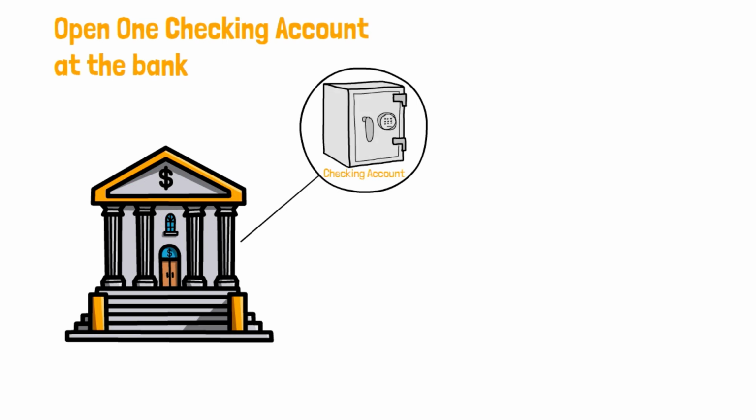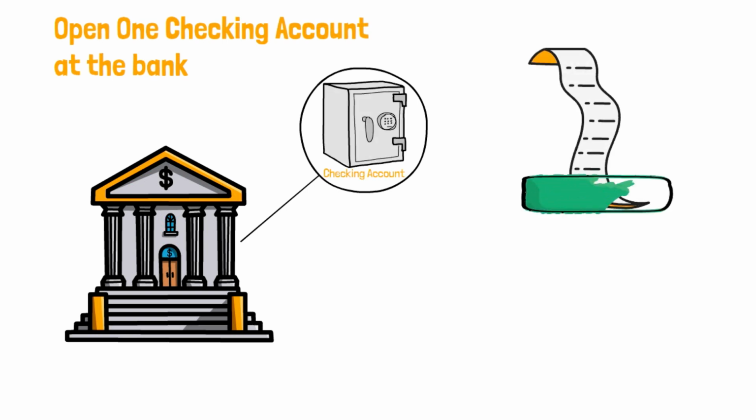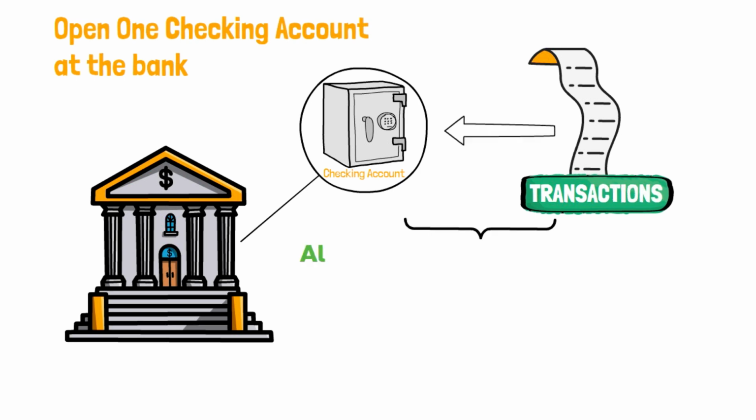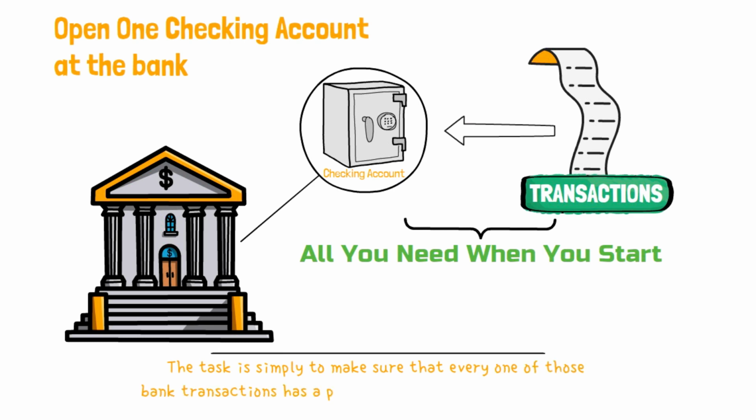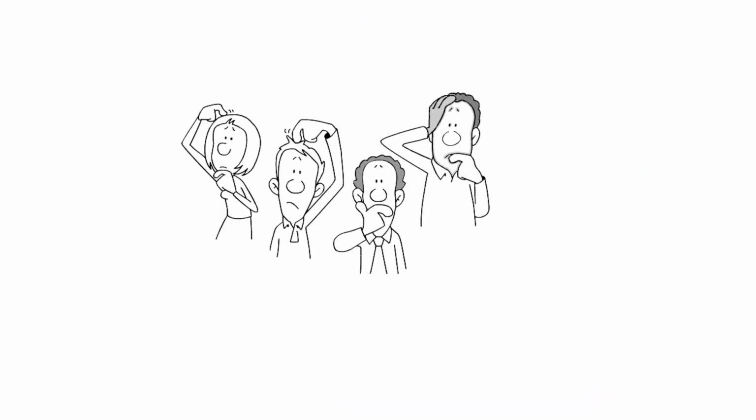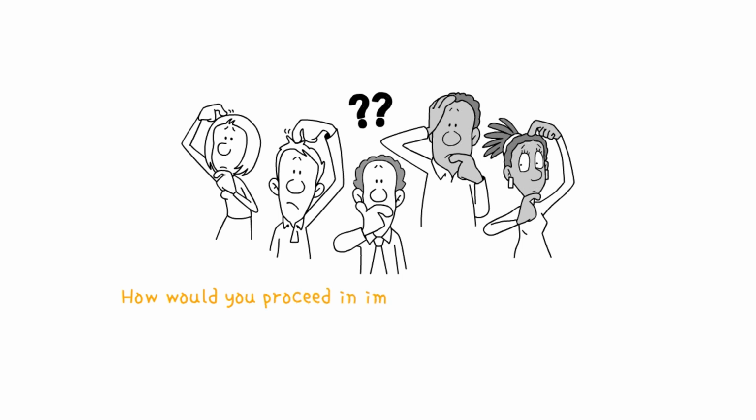For this simplification, we are going to assume that when you started your rental business, you simply opened one checking account at the bank through which you funneled every transaction for the business. And indeed, this is all you are likely going to need when you are starting out with your first property. The task at hand then, with your bookkeeping system, is simply to make sure that every one of those bank transactions has a proper description and categorization. The question then is, how would you proceed in implementing such a system?